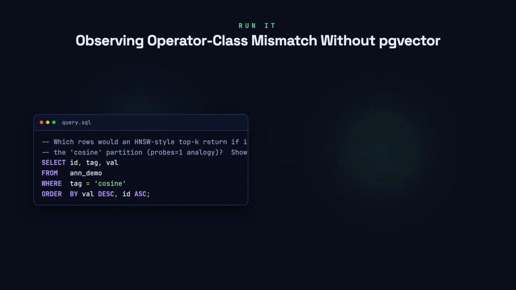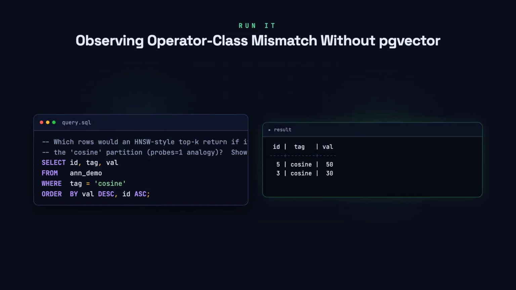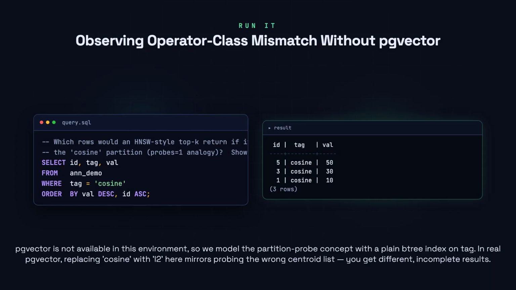Without pgvector installed, we model the partition probe idea directly. Filtering to the cosine partition and ordering by val descending gives us exactly 3 rows in deterministic order. In a real IVFFlat index, probing the wrong list returns a different incomplete candidate set, the same class of bug, just invisible without measuring recall.